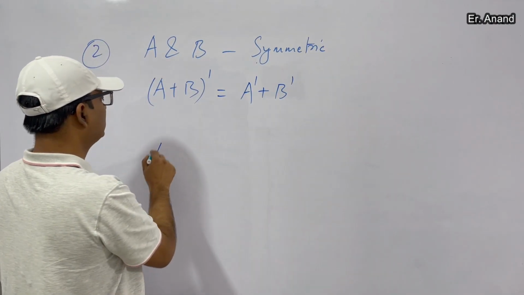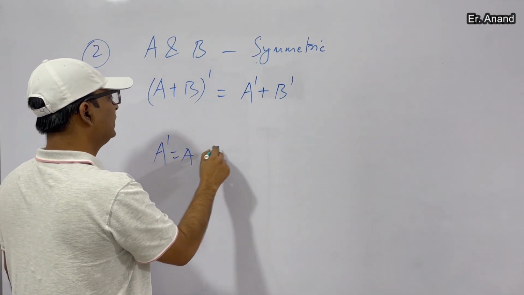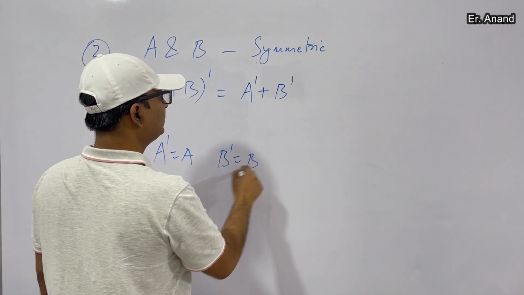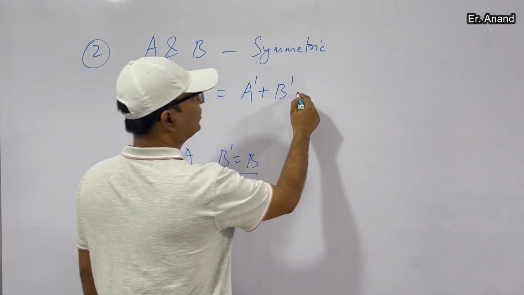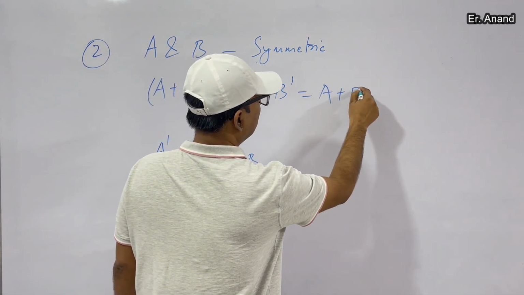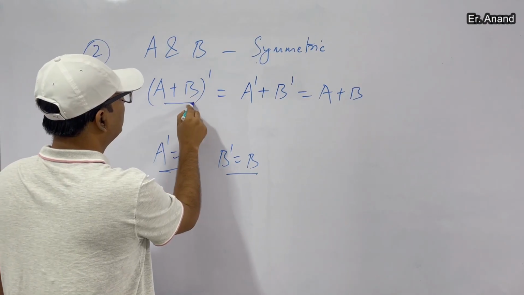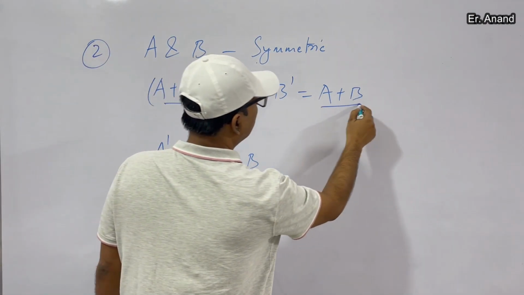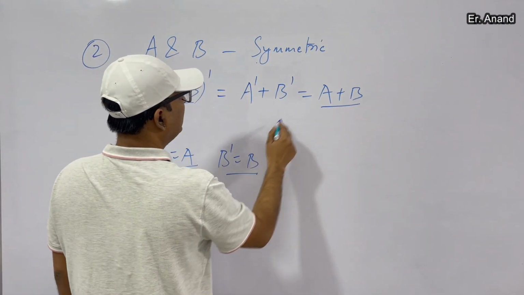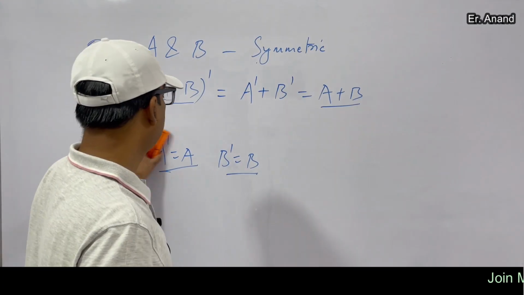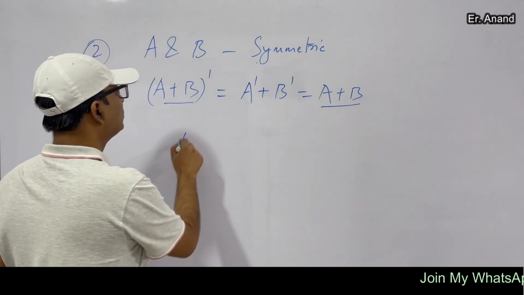What is the meaning of this? This means A dash is equal to A and B dash is equal to B. This is by definition, therefore this can be written as A plus B. Now see, this is a matrix whose transpose is equal to the original matrix, therefore (A plus B) dash is equal to A plus B. This means A plus B is also symmetric.